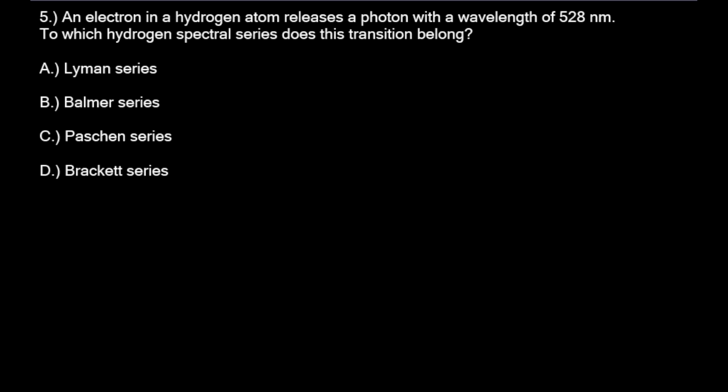Question number 5. It says an electron in a hydrogen atom releases a photon with a wavelength of 528 nanometers. To which hydrogen spectral series does this transition belong? Is it the Lyman series? Is it the Balmer series? The Paschen series? Or the Brackett series? Which one do you think?